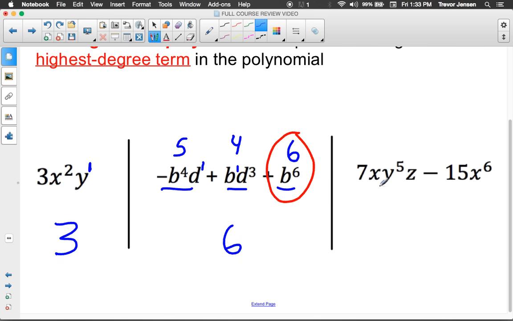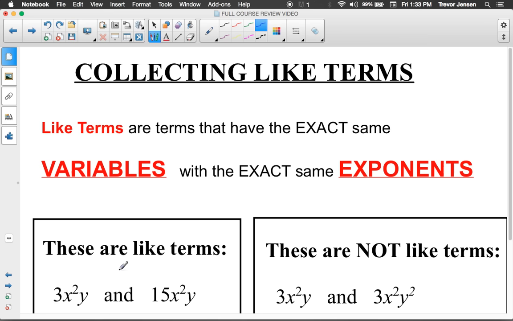Here we have a binomial, right? 2 terms, 1, 2, separated by a subtraction sign. The first term is degree 7, right? 1 plus 5 plus 1 is 7. This term is degree 6. So to find the degree of the entire polynomial, it's equal to the degree of the highest degree term. This term is the higher degree, so the degree of the entire polynomial is 7.